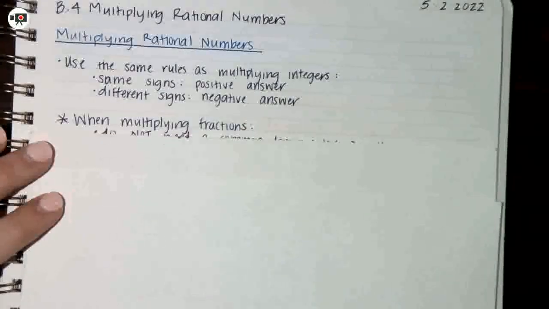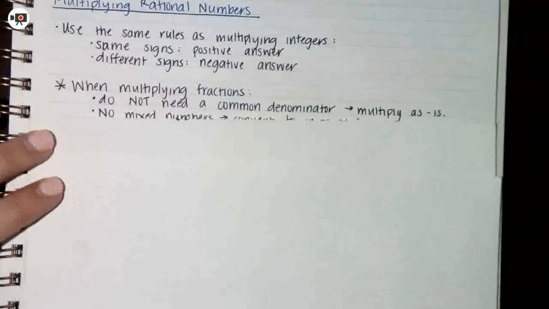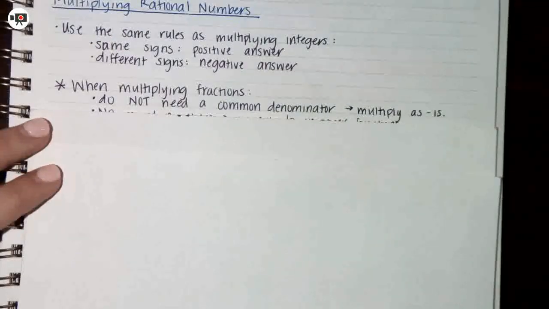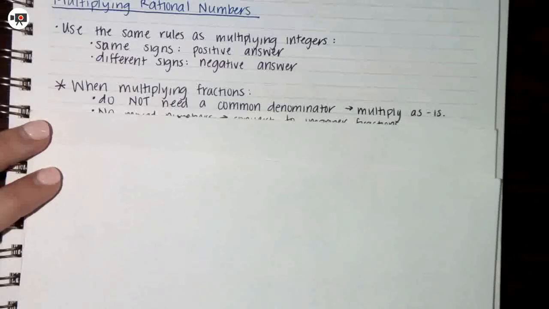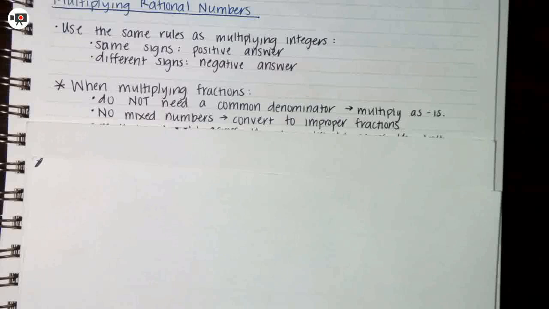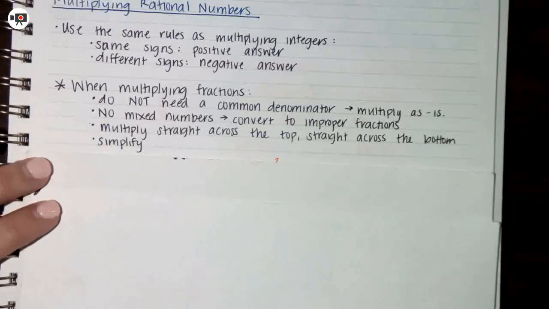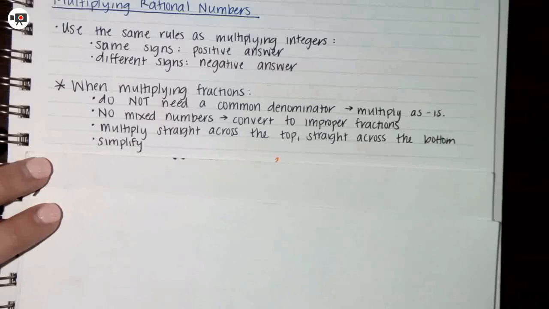When multiplying fractions, because rational numbers can be written as fractions, we do not need a common denominator. We will multiply them as is. We will not use mixed numbers. We will convert to improper fractions. And then we will multiply straight across the top, straight across the bottom, then simplify.